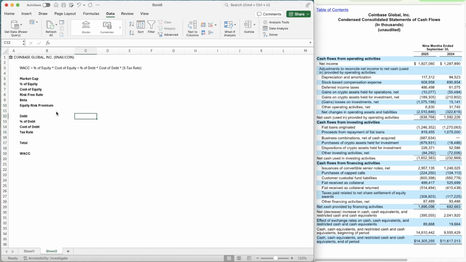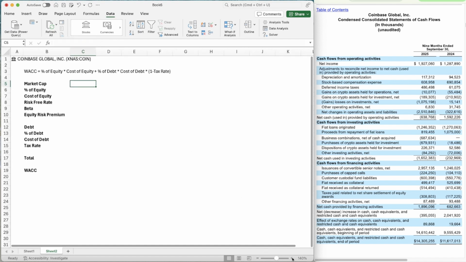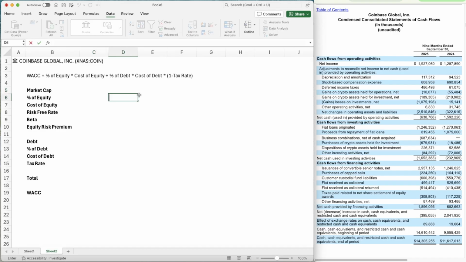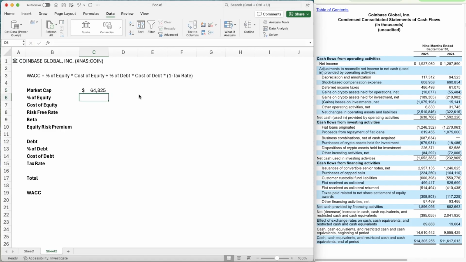So market cap we know. And this equals, just go A1, open your parentheses, market cap, but divide it by 1 million so that it's formatted correctly for us. Okay, so Coinbase is about a $65 billion, that's how it's valued at the moment. I think its highest valuation was north of 100. What can we do next?